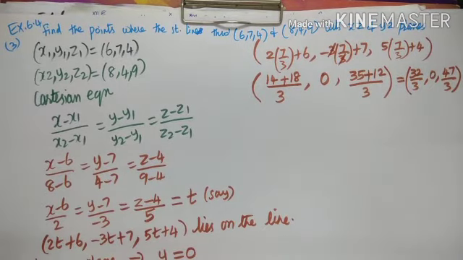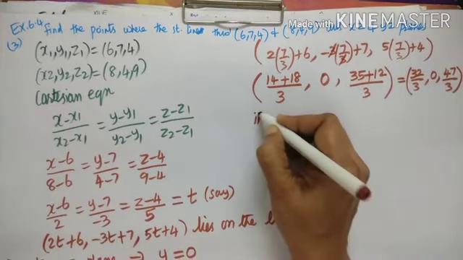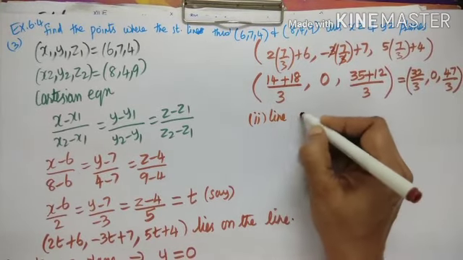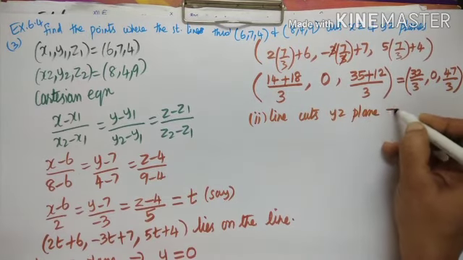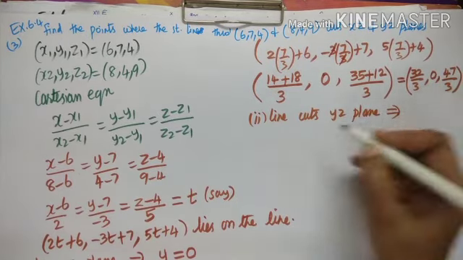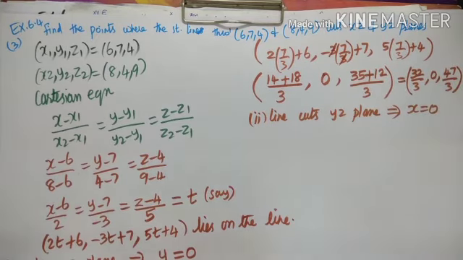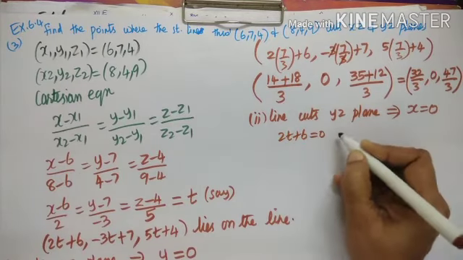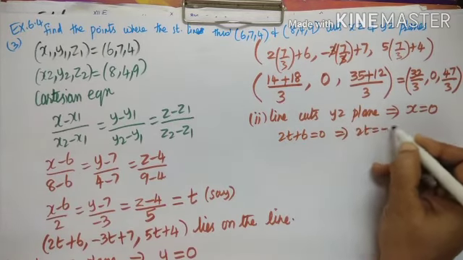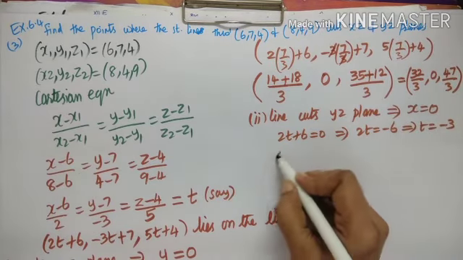Now, the first part of the question was cutting xz plane. The second part of the question: the line cuts yz plane. What does this imply? YZ plane implies x value 0. So, in the point, 2t plus 6, I put 0. That implies 2t equals minus 6, or t is equal to minus 3.